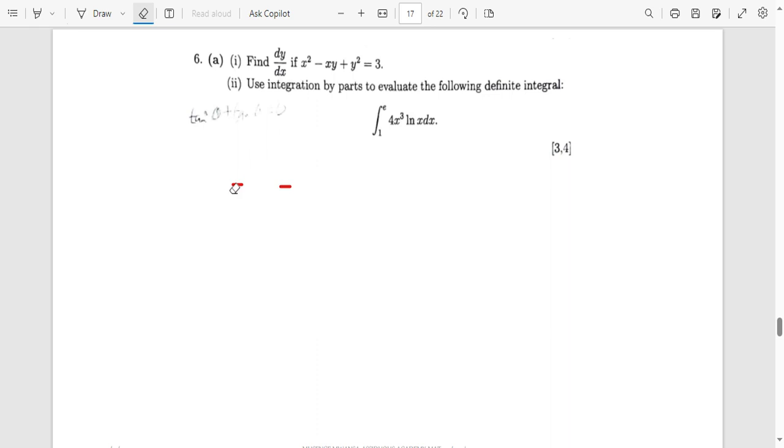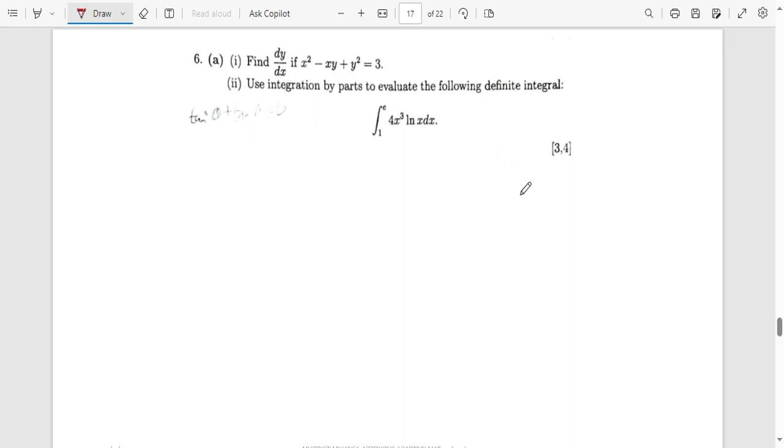So we want to find the integral of 4x to the power 3 natural log of x. Anyone? What method do you think we are going to be able to use to integrate this one? Anyone with ideas on integration? Okay. So we can use integration by parts when you see a product of two functions. But by parts is not that easy.